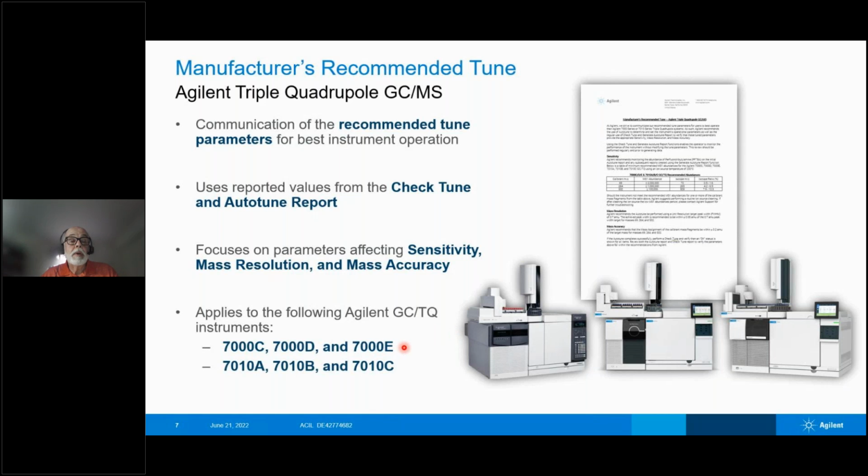And it applies to the following GC triple quad instruments: the 7000 C, D, and E, and the 7010 A, B, and the new one C. And if you're in need or think you might find this useful, on our new instruments, the 7000E and 7010C, this manufacturer's recommended tune and letter will ship in the instrument software itself. And for earlier instruments like the 7000C and 7010A, you can find out more by contacting your salesperson.